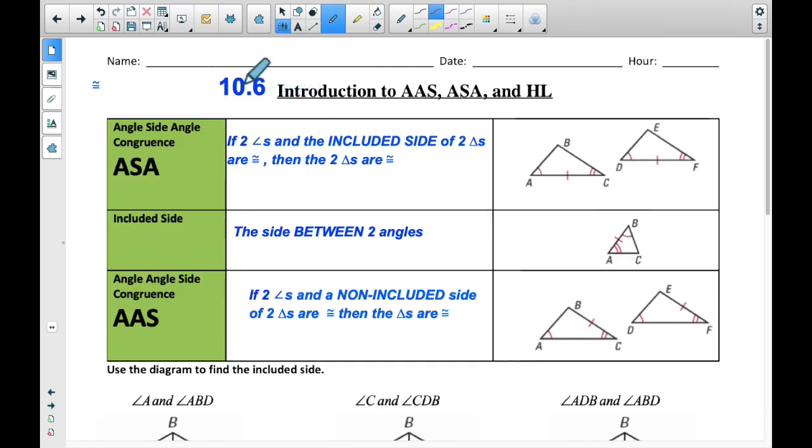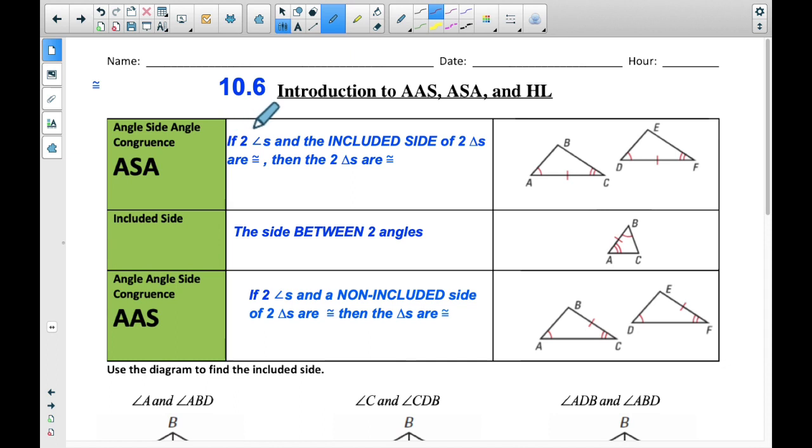Hi everybody, this video today is on 10.6. So we have talked about side, side, side, and side, angle, side. This time we're talking about angle, angle, side, side, angle, and the HL theorem, which stands for hypotenuse leg. So first of all, take a few minutes to write these things down.